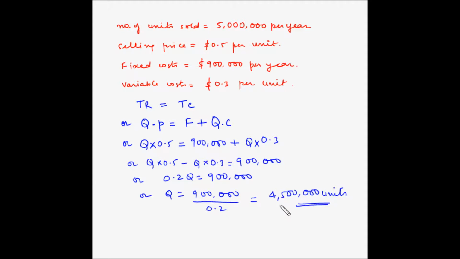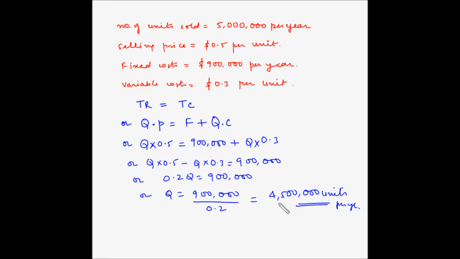So the company Maxis Manufacturing needs to sell 4.5 million units per year in order to break even. And it is currently selling 5 million per year. So definitely currently with these numbers, Maxis Manufacturing is generating profits as it has already surpassed the break-even point. Now this is 4.5 million units per year.